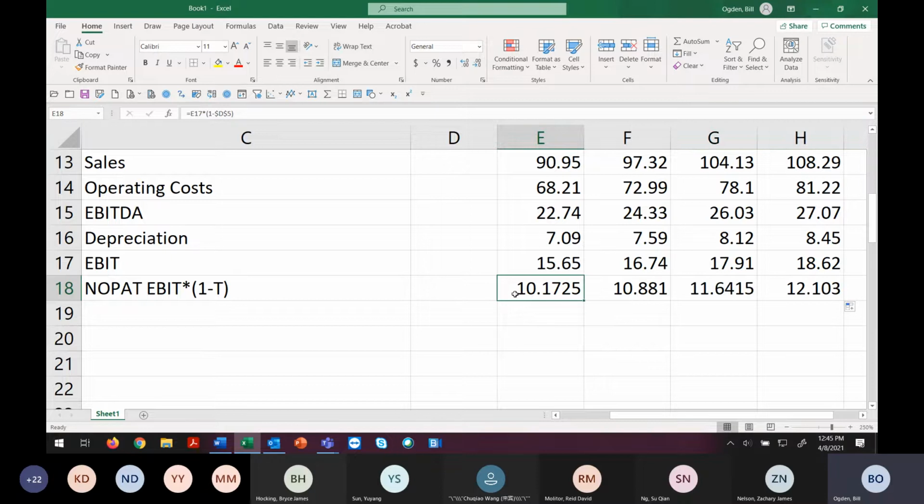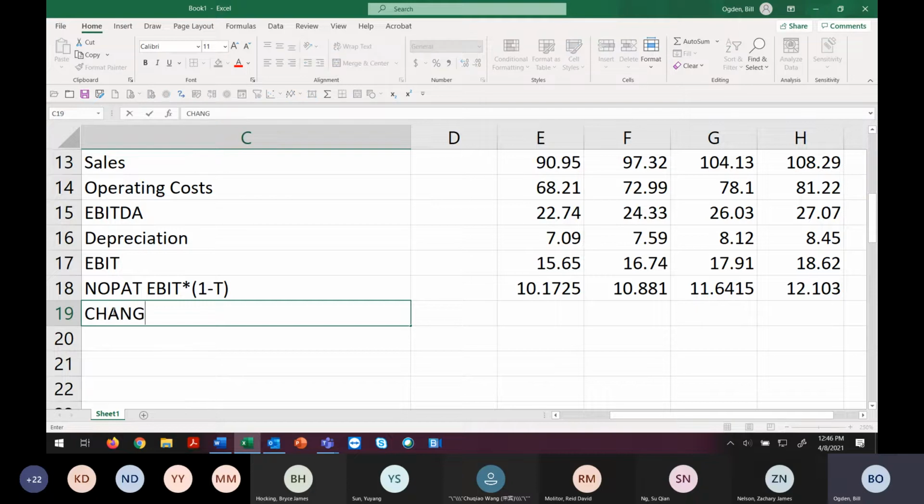So this is our net operating profit after taxes. This is what our assets have generated on an after-tax basis. How valuable is this company if it can do this? That's what we'll be valuing, right? So the next thing we'll do, we will subtract from that the change in operating capital.